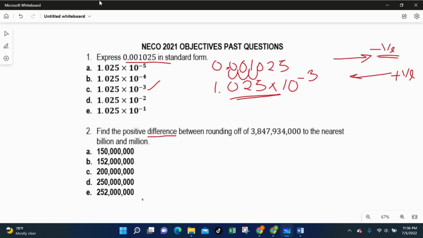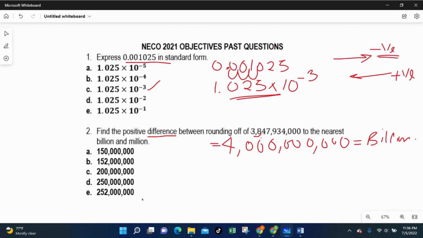Now, the nearest billion of this value is going to give us 4 billion. Because if we approximate, this is more than 5, so we'll approximate this 3 to 4. So that will give us 4,000,000,000, that is 4 followed by 000, 000, 000. So this is to the nearest billion.